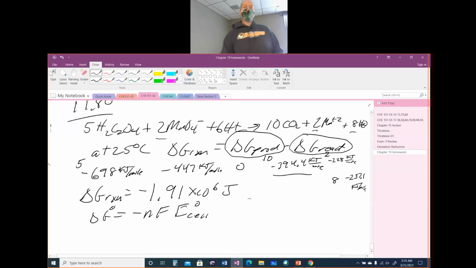So the same equation we used last time, but this time we have the delta G and we're finding E. Last time we had E and we found delta G. All right, so we just plug in our numbers, but we do need to know what is our moles of electrons. So you do have your table for your MnO4 minus going to Mn plus 2.